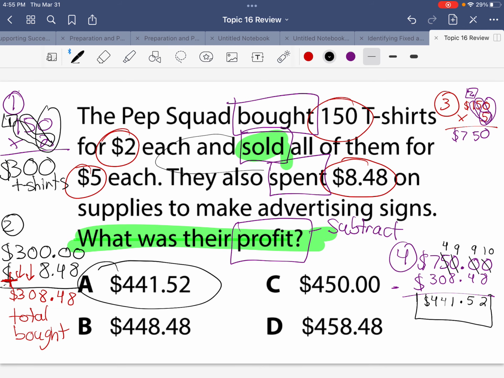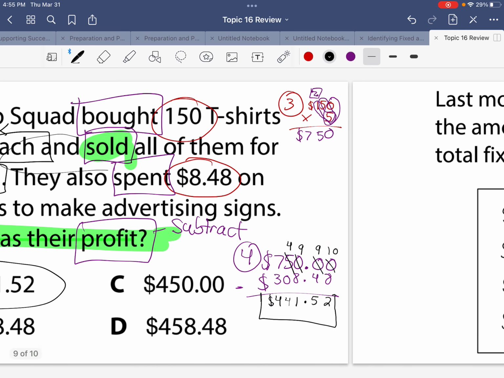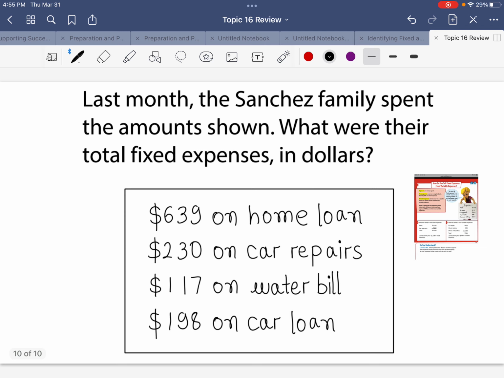Okay, this one took a lot of work. Remember though, each means to multiply. And I totally forgot to box that in. Okay, each means to multiply. Okay, next one. Last one.